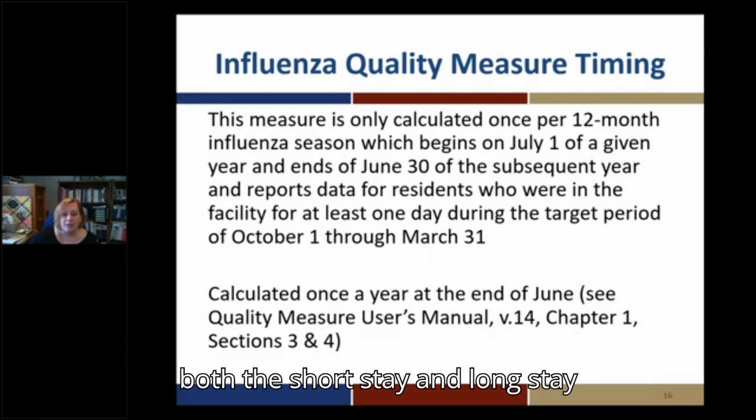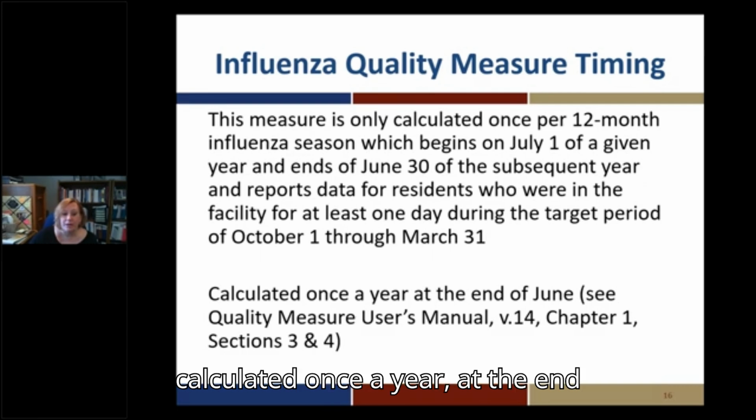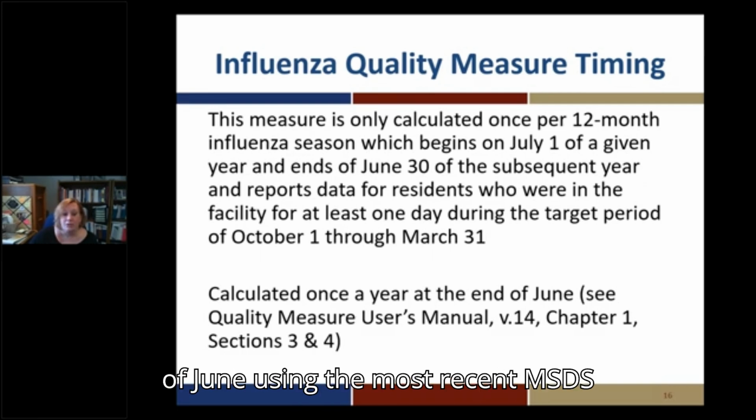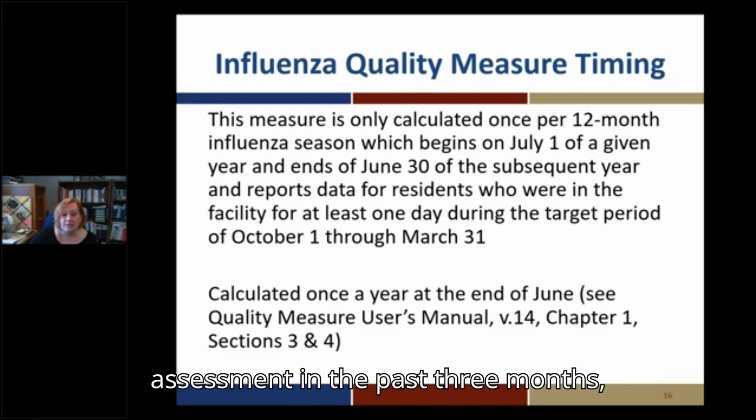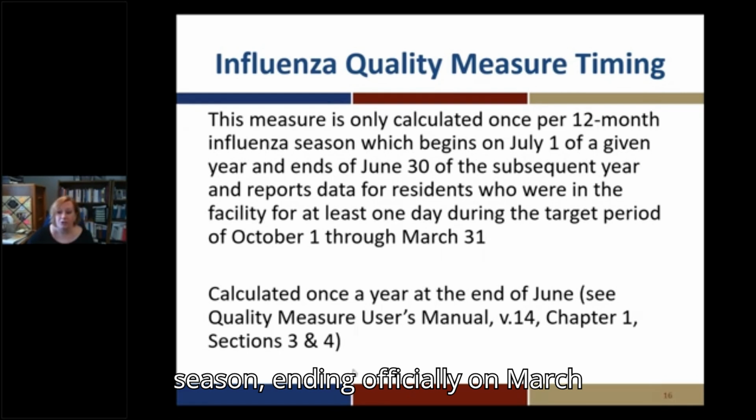For both the short stay and long stay influenza measures, the QMs are only calculated once a year at the end of June, using the most recent MDS assessment in the past 3 months, allowing the target assessment to include the most recent influenza season, ending officially on March 31st.